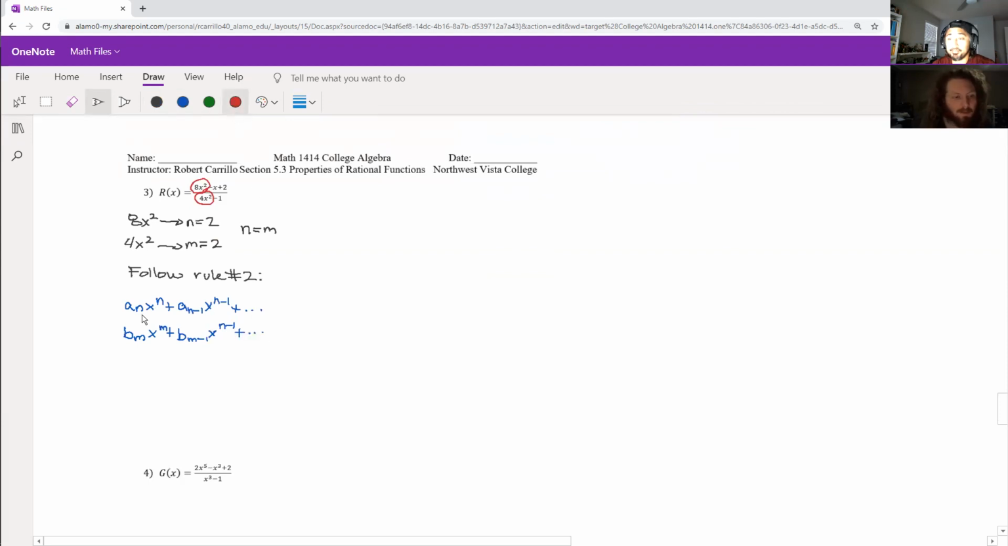And now what we care about is this part of it, because rule number 2 tells us this. We will have a line at y equals a sub n divided by b sub m. So these are what we're looking for. What we get from that is that our a sub n in this case will equal 8, and our b sub m will equal 4.